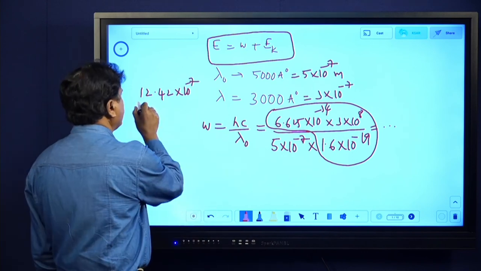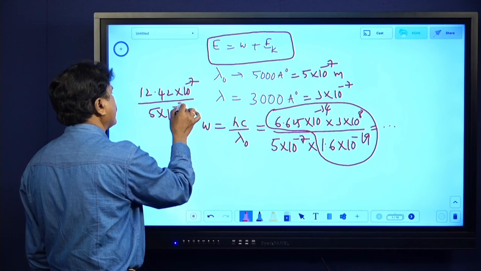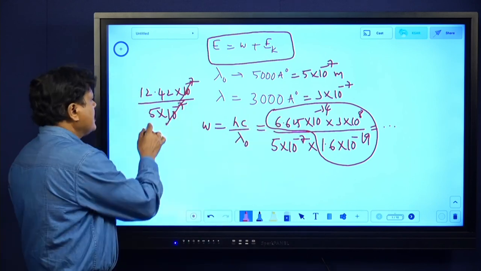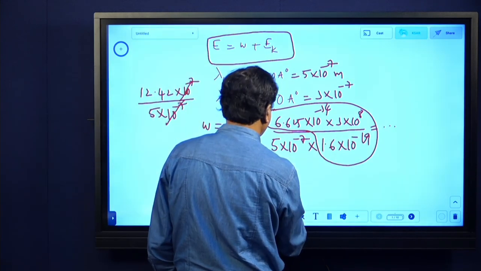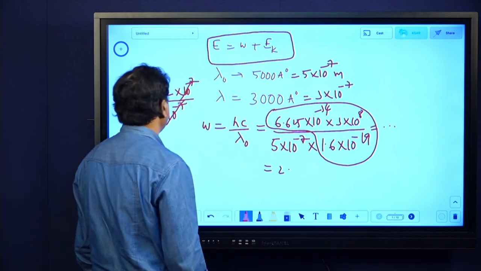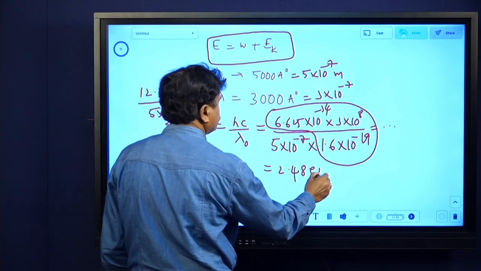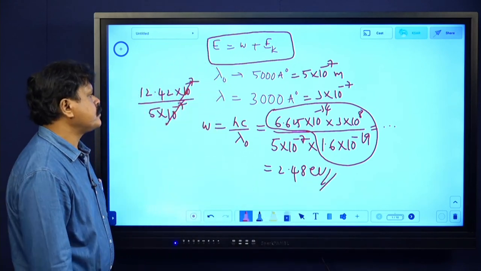Divided by 5 into 10 power minus 7. I'm showing how to get the value. You need not do it like this, you calculate here only. So you can expect 2.48 electron volts, that is W.